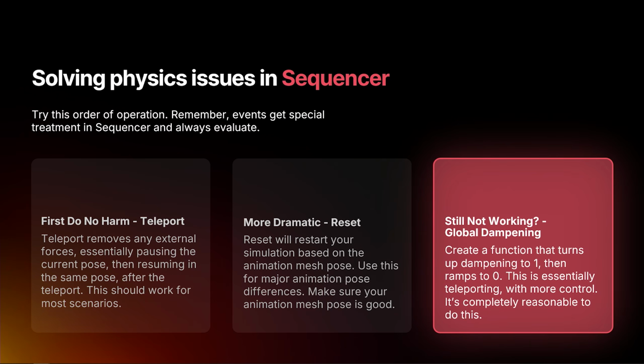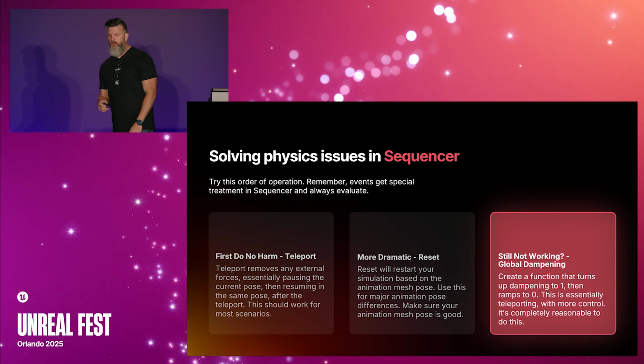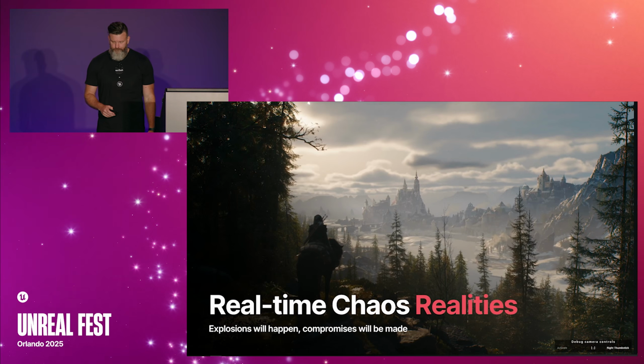Sometimes that doesn't always work, but global dampening is the next one that I use a lot, where I had a function that would turn global dampening all the way up to 1 just for one frame, and then I'd ramp it back down, and that seemed to work very well.